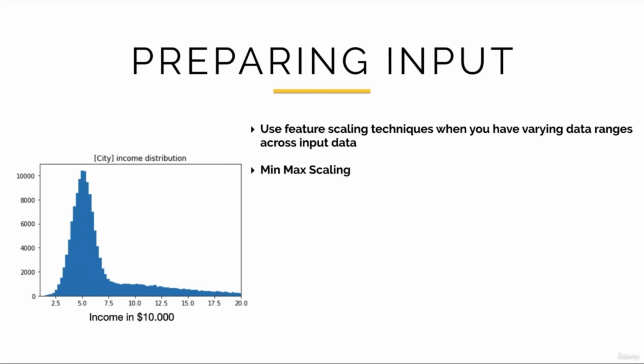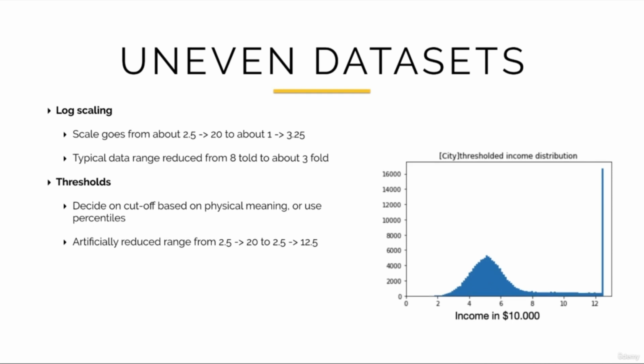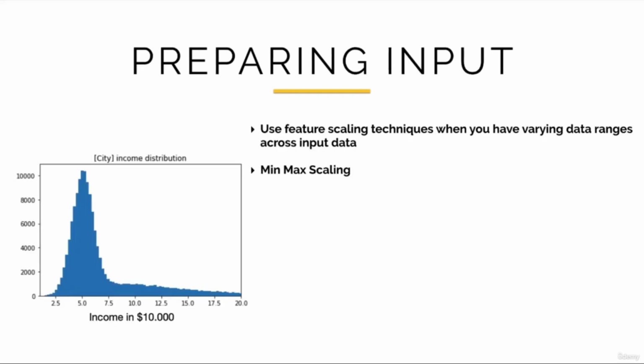So now that we know about scaling, something else that we need to talk about is preparing input for our data. In this case, we've looked at a scale that goes from about 2.5 to 20, and if we just have one range of input and we do some of the data preparation we talked about previously, where we try to move it around or scale it to reduce the impact of the tail, that can be a good thing.